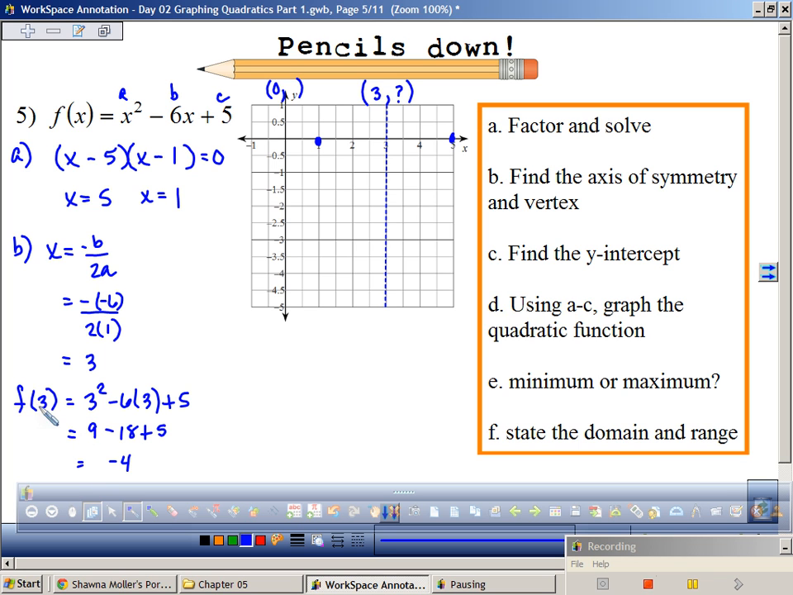So when x is 3, y is negative 4, which is down here. Are you guys getting it now? Yeah. I did that. See how it takes a couple to see what we're doing?